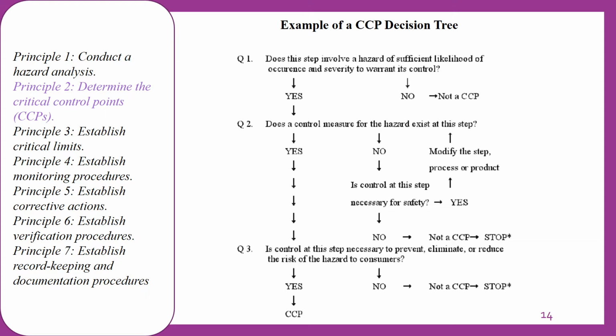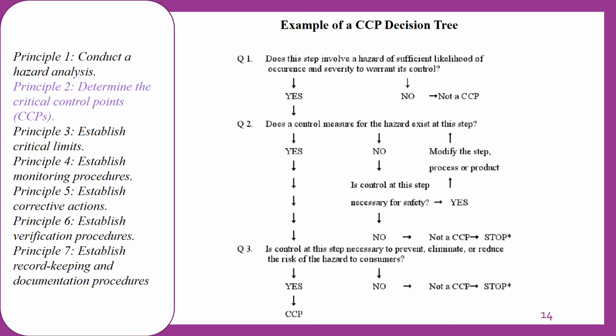Now, if the answer to this question, that is the control at this step necessary for safety, is yes, then the step is modified, and the product or the process can also be modified. However, if the answer to the question, is control at this step necessary for safety, is no, then it is definitely not a CCP, and we should stop at this stage.